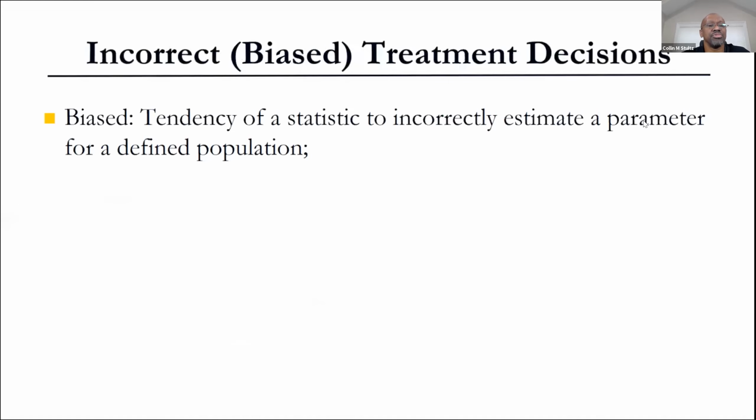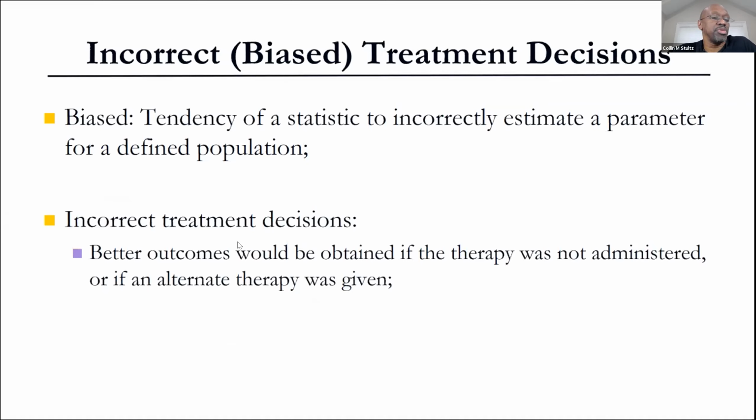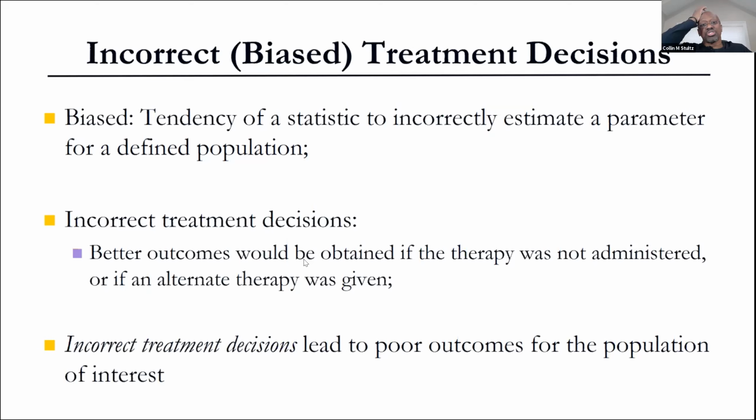Now, what do I mean by an incorrect treatment decision? Well, using the word biased in a statistical sense, it is the tendency of a statistic to incorrectly estimate a parameter for a defined population. The related concept is it being incorrect, which I think is a little simpler to get one's mind around. So an incorrect treatment decision is one that doesn't benefit the patient. In other words, better outcomes would be obtained if the therapy was not administered or if an alternate therapy was given. So incorrect treatment decisions lead to poor outcomes for the population of interest.